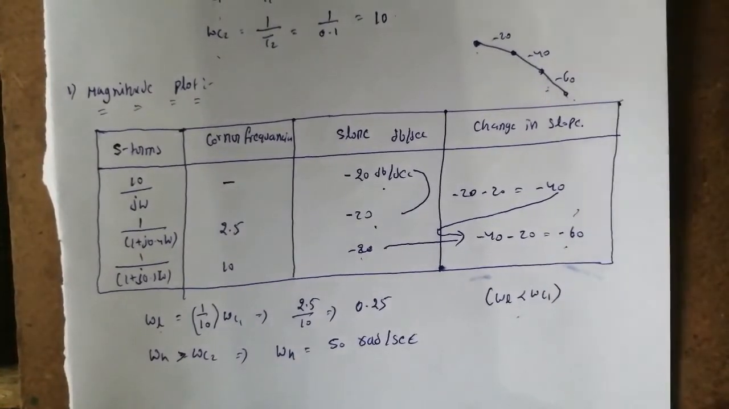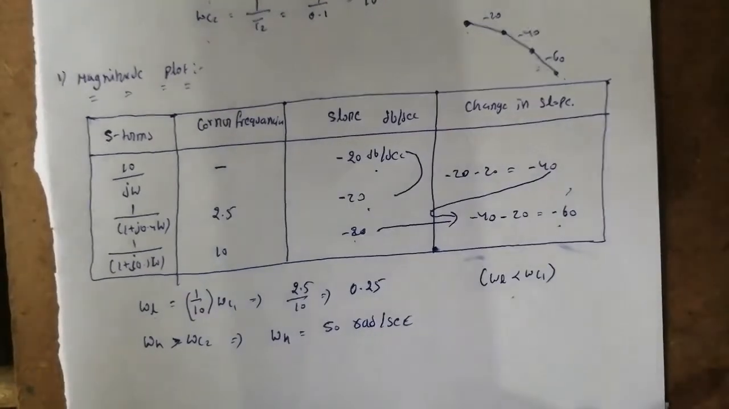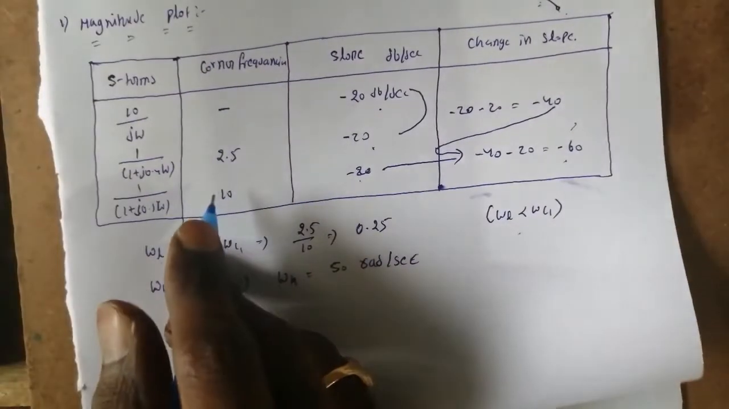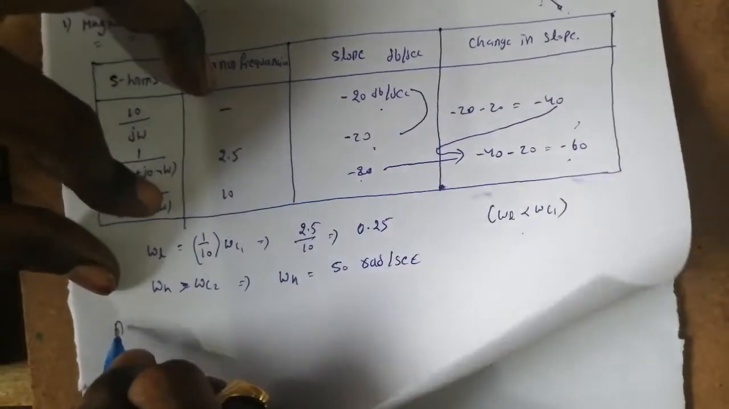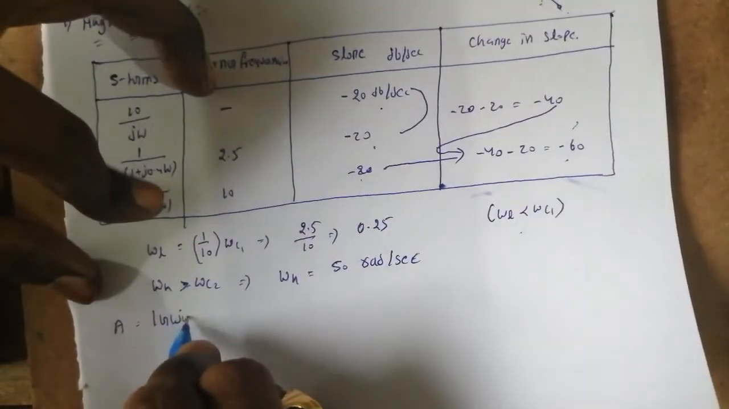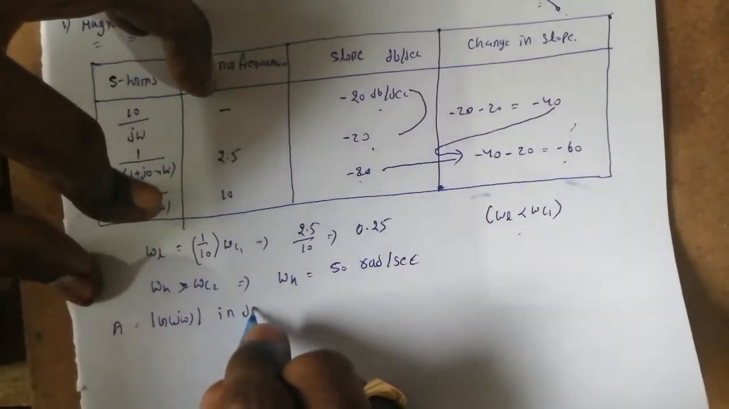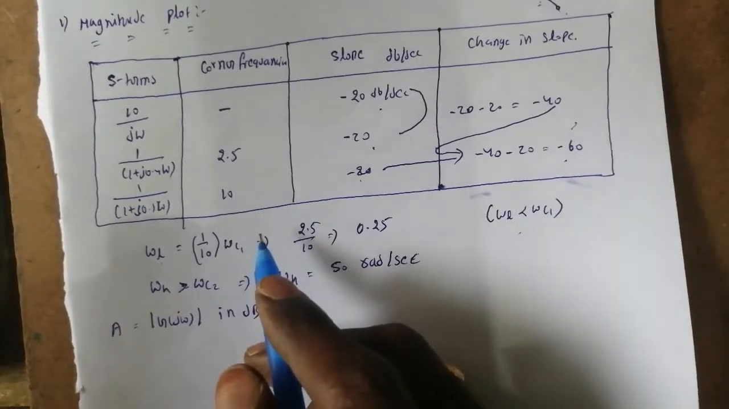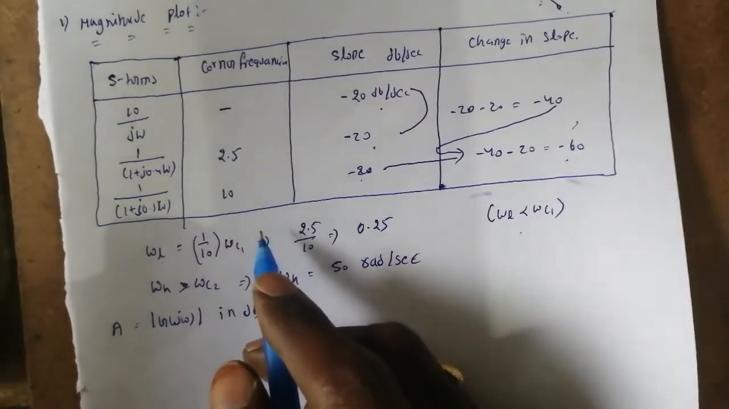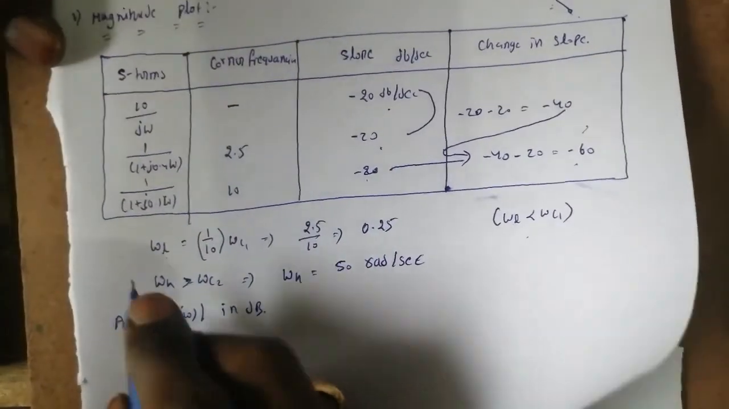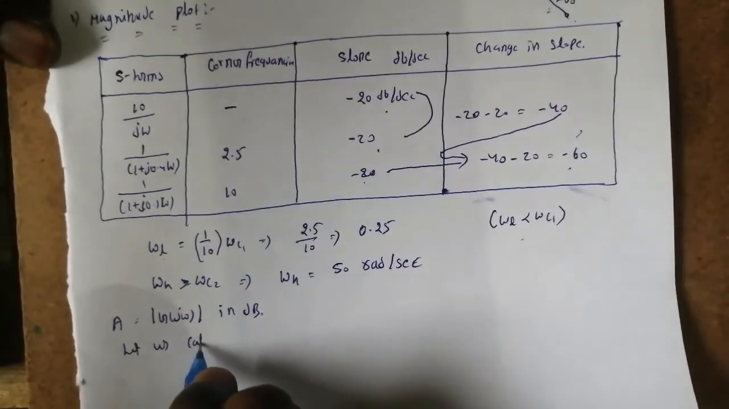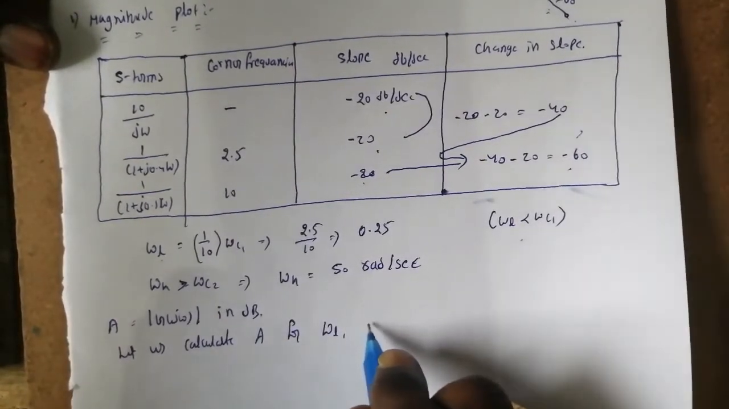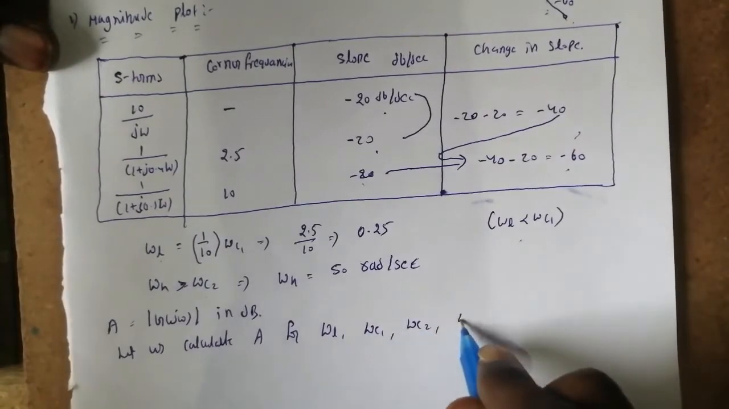Now let me see how to find the gain value. The gain value is denoted by A, and its formula is given by A equals the magnitude of G of j omega in decibels. So we have to find the A value for these 4 points, that is omega L, omega c1, omega c2, and omega h. So let us calculate A for omega L, omega c1, omega c2, omega h.